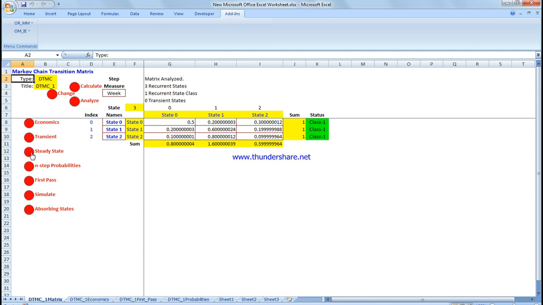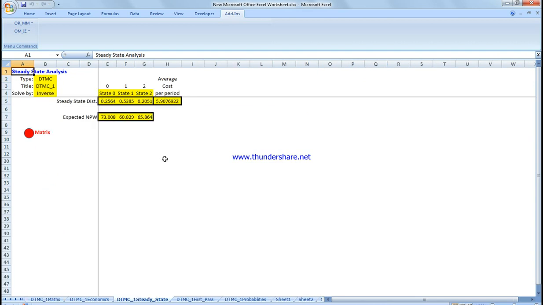Okay, so this is a steady state. Steady state after a while does not change. So this is the Markov matrix add-in.